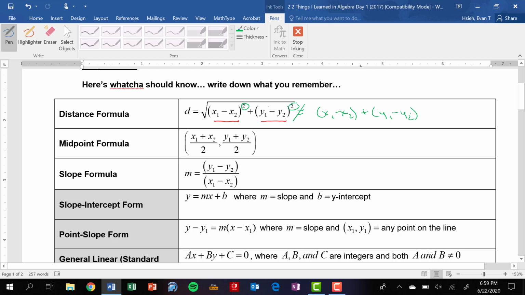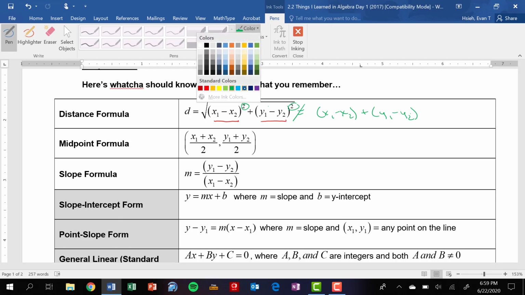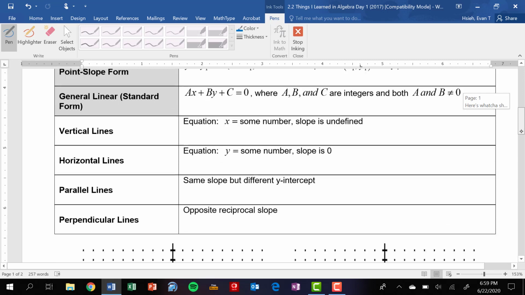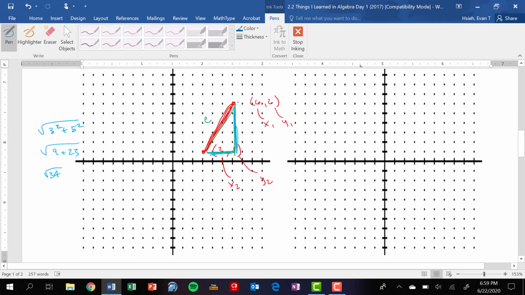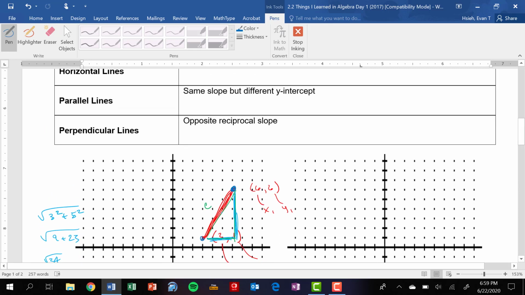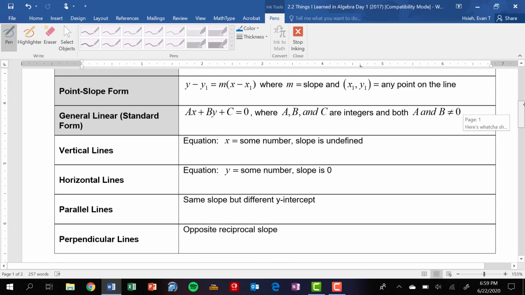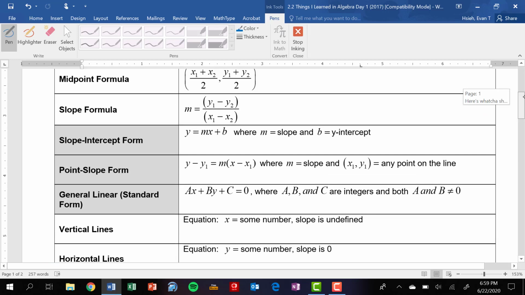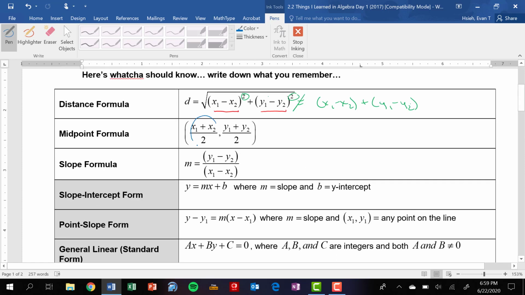The next formula here is the midpoint formula, and that's if you want to find the midpoint between 2 points. So if I go down here again and I wanted to find the midpoint between this point and this point, it would just be the average of the x's, comma, the average of the y's. So we're looking for this point that's kind of in the middle there. You add the x's together, divide by 2, comma, the average of the y's, and that gives you the midpoint.